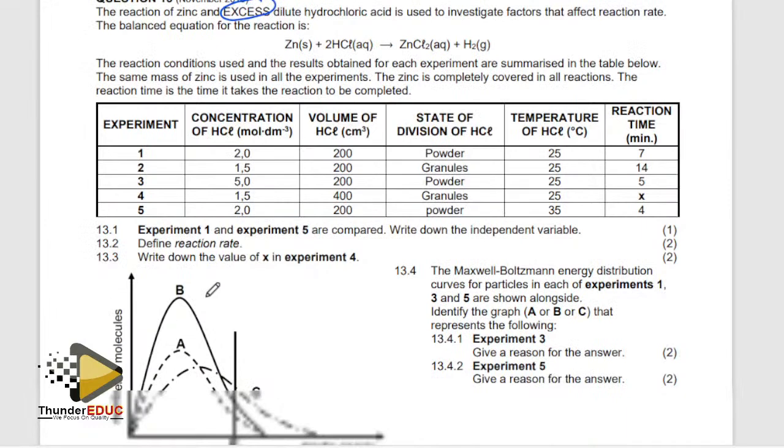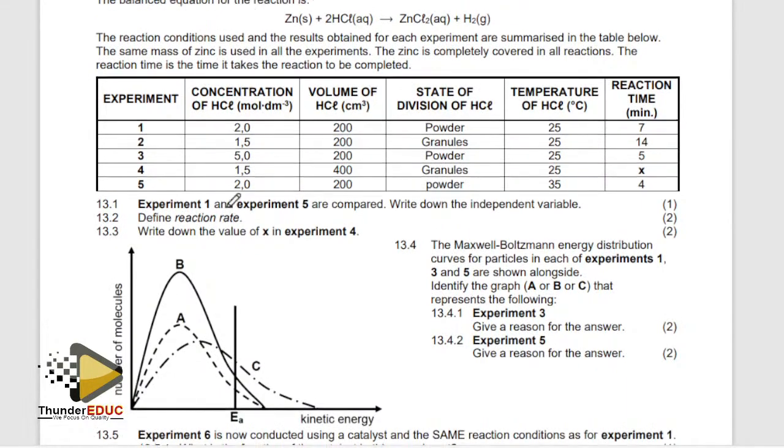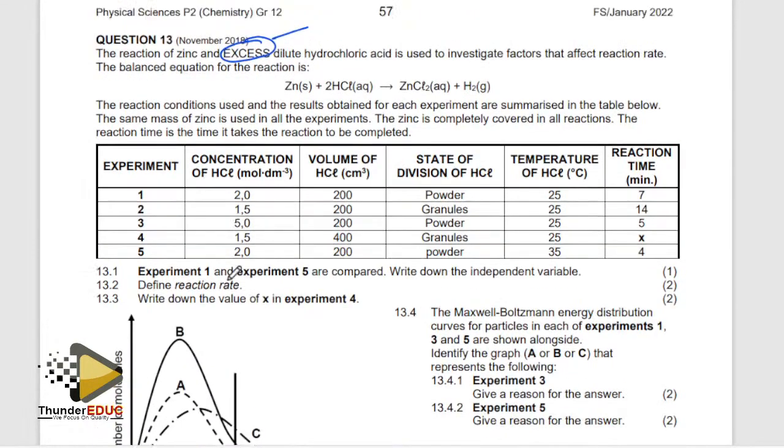Now they're saying question number 1. Experiment 1 and experiment 5 are compared. Write down the independent variable and the dependent variable. In this case, what are you going to look at? What is the independent variable?